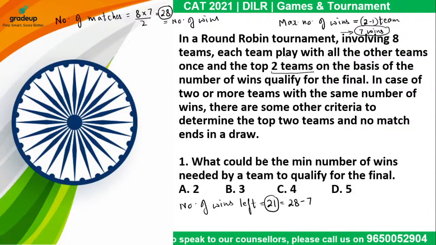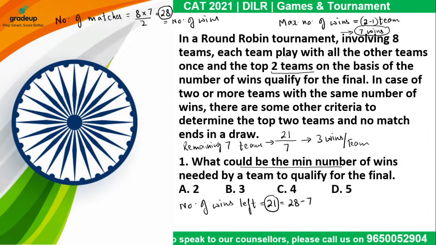Now, if we want to minimize the number of wins, we divide these 21 among the remaining teams equally. How many remaining teams? 7 teams are left. So each team will get 3 wins, 3 wins per team. We are talking about the remaining 7 teams. Since all these 7 teams have 3 wins each, one out of these 7 teams would definitely go for the finals, based on the other criteria. So the minimum wins required is 3.